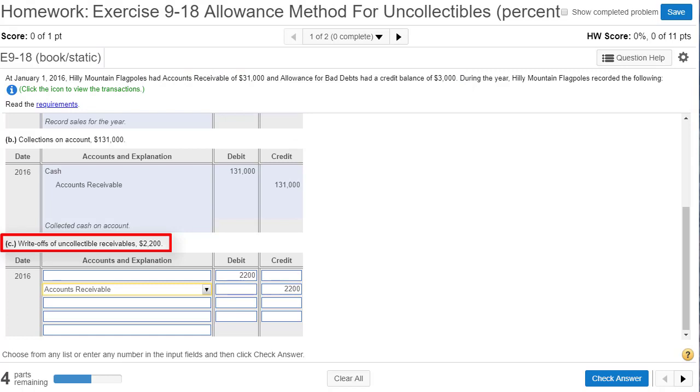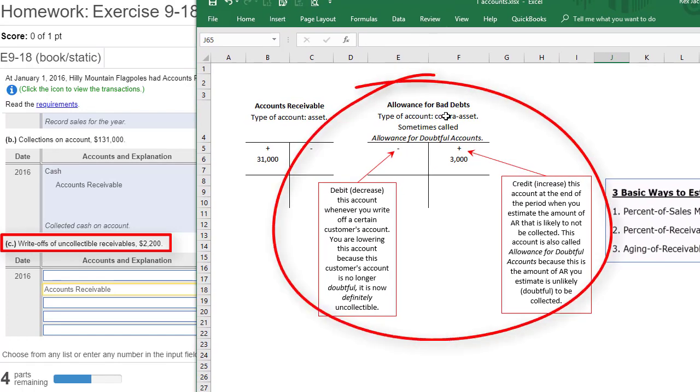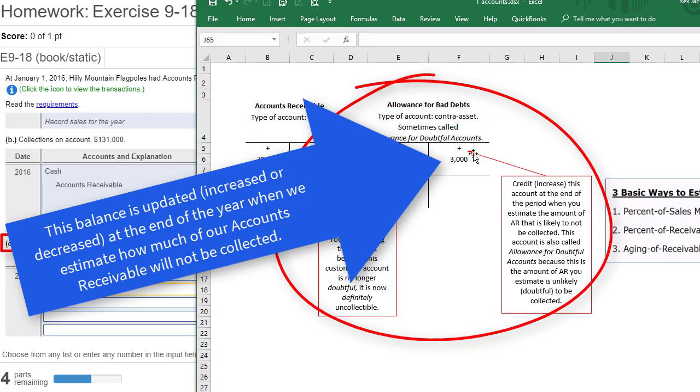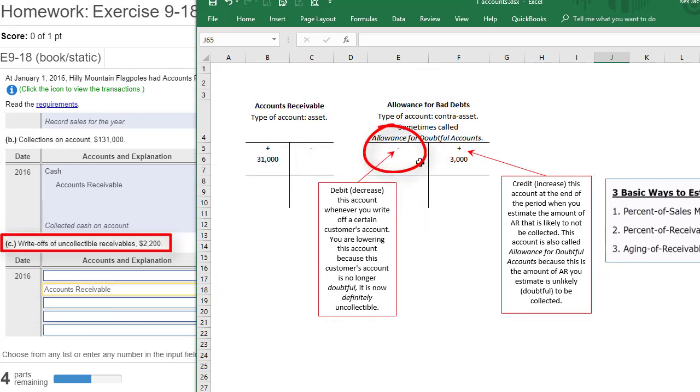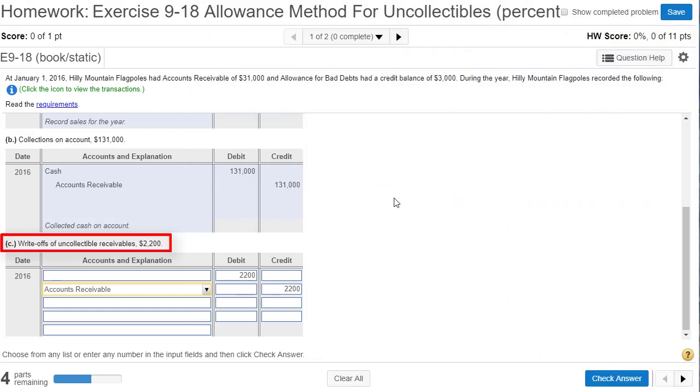And let's get back to the definition of the allowance for bad debts account. In this problem, we've got $3,000 in the account. In other words, we think $3,000 of our AR will not be collected. But we decrease this account whenever we have deemed a customer as not going to pay us ever. So this account is being lowered because the account is no longer doubtful. It is now definitely uncollectible. So that's why we're lowering this account.